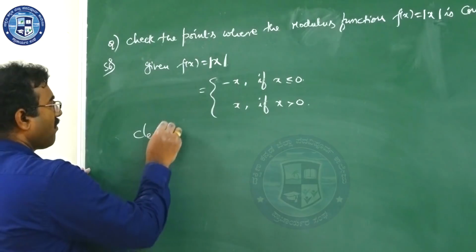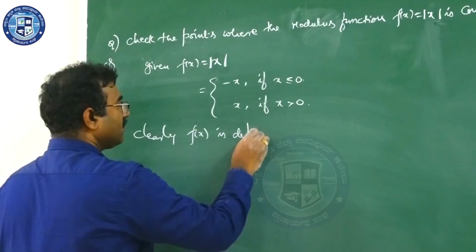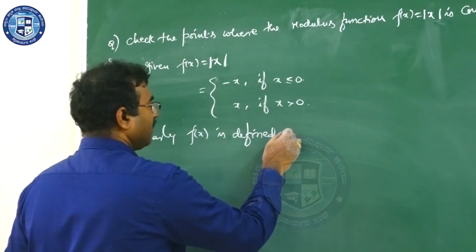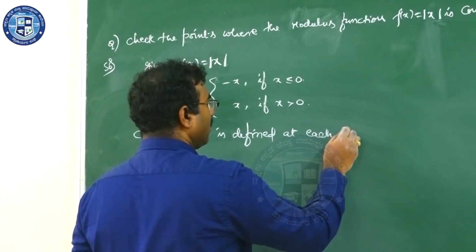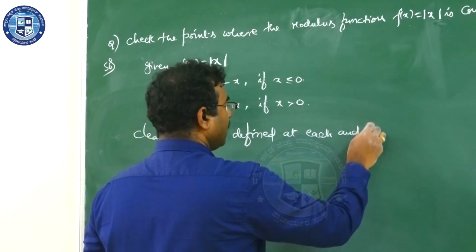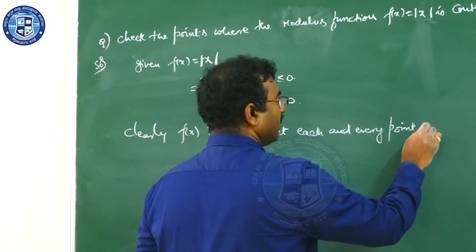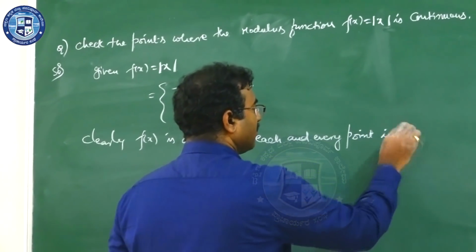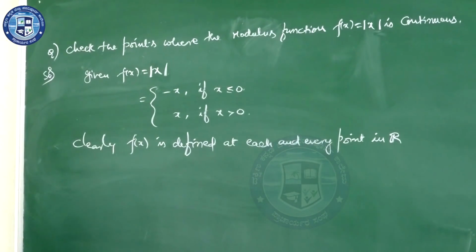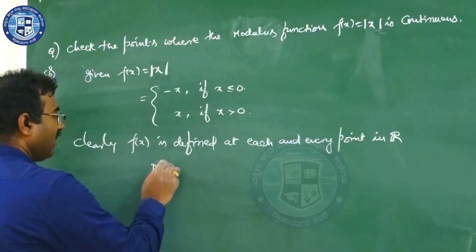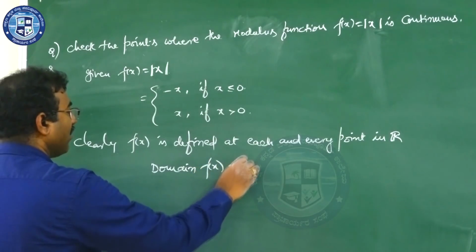Clearly, f(x) is defined at each and every point, at each and every point in R. Okay. So f(x) is defined at each and every point present in R. Now, what is the domain of this function? Domain of this function f(x) is R only.